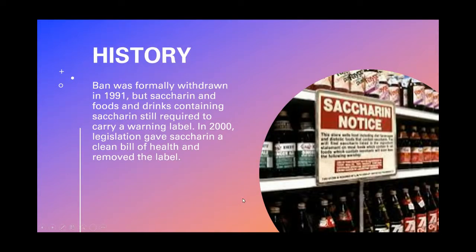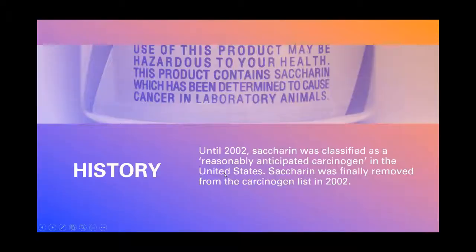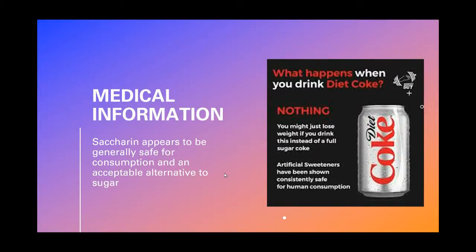The ban was formally withdrawn in 1991, but foods and drinks containing saccharin were still required to carry a warning label. But in 2000, legislation gave saccharin a clean bill of health and finally removed the label. Until 2002, saccharin was classified as a reasonably anticipated carcinogen in the United States. Saccharin was finally removed from the carcinogen list in 2002. Saccharin appears to be generally safe for consumption and is an acceptable alternative to sugar.